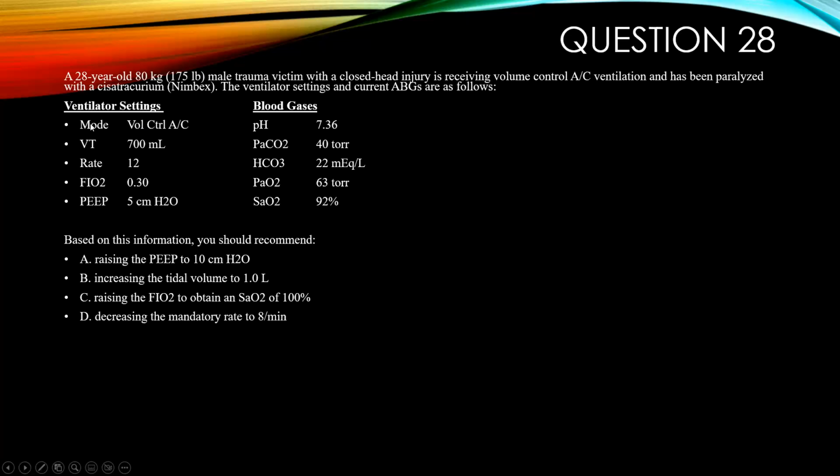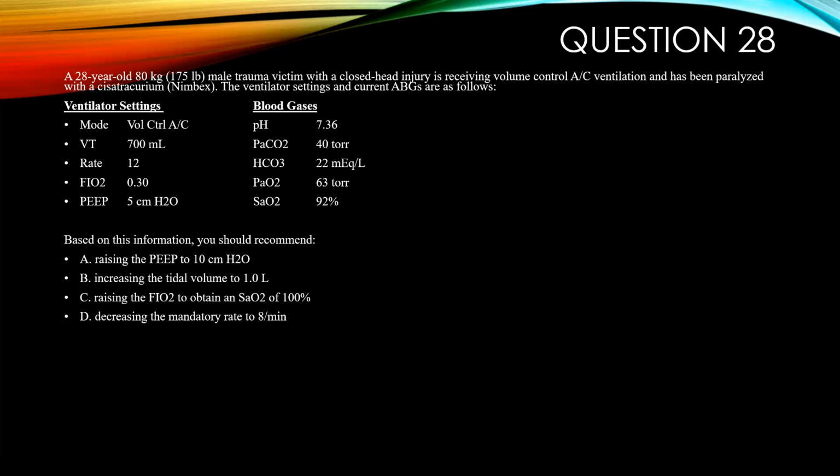Let me just pause before I go down the rabbit hole of the vent settings and the blood gases. When they give you the weight of an individual, 80 kilograms, 175 pounds, and they don't tell you height, they don't tell you any other information, they're not saying that they're obese, you should assume, for the sake of taking the NBRC exams, that this is approximately the ideal or predicted body weight. So that's a caveat here.